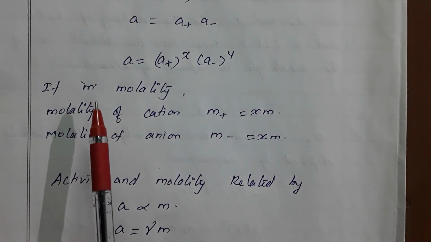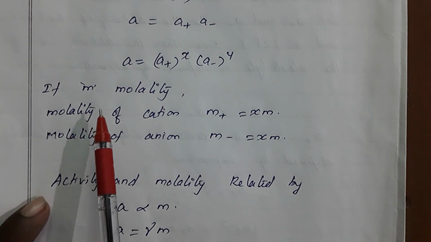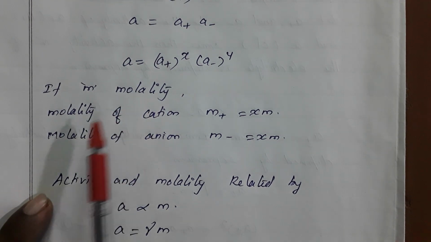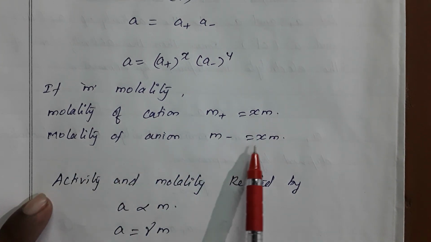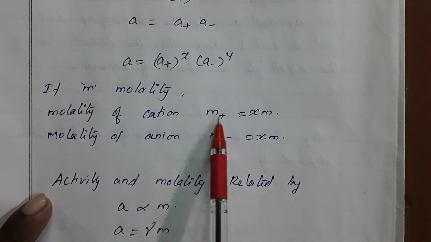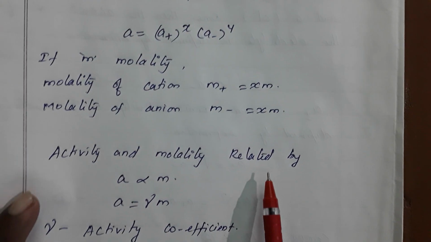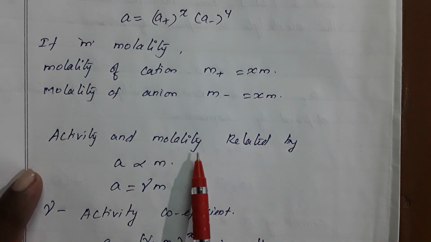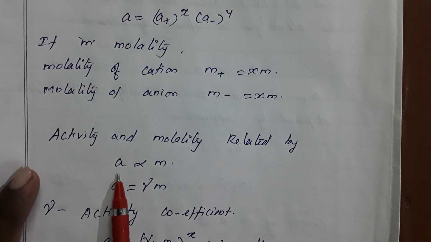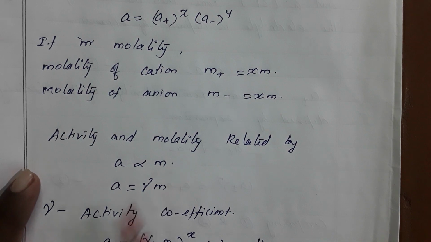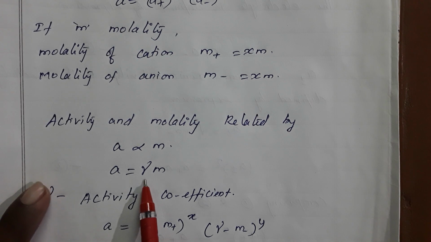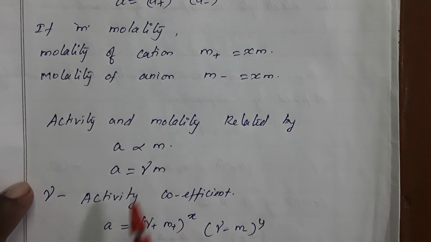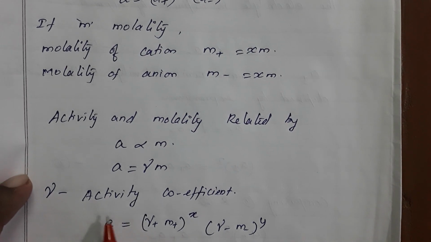If you are taking a solution, we have to express it in terms of concentration. Here we are expressing the concentration as molality. The molality of the cation is taken as x m, and the molality of the anion is taken as y m, so we differentiate m plus and m minus. Now the activity and molality are related by the expression: activity is directly proportional to molality, because as the concentration changes, the activity changes. So a is equal to gamma times m. This symbol gamma is called the activity coefficient.